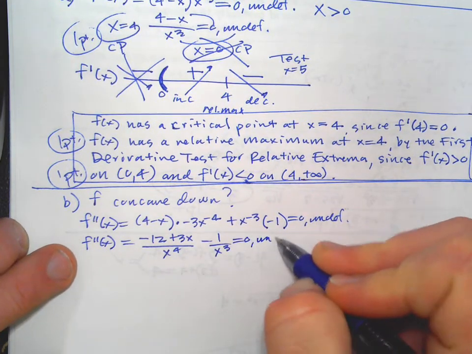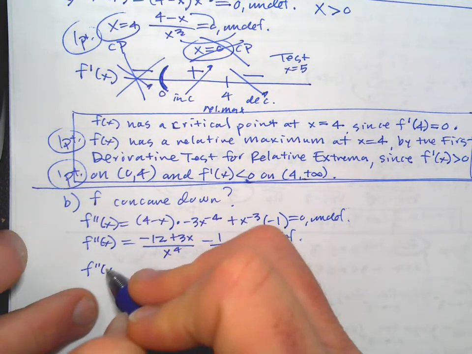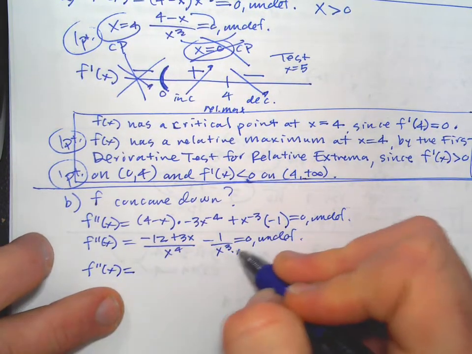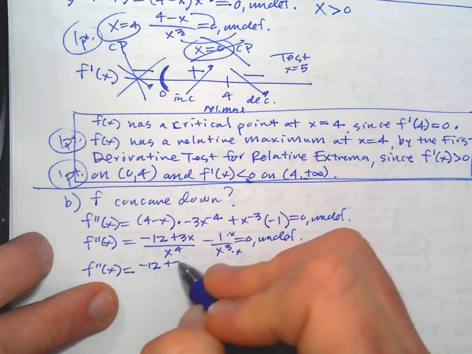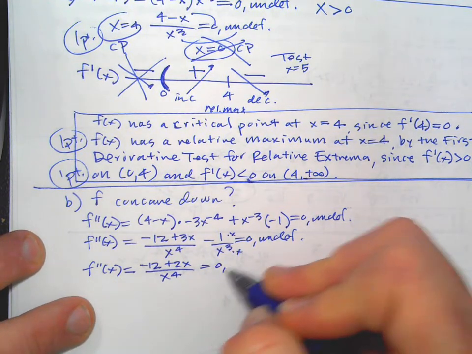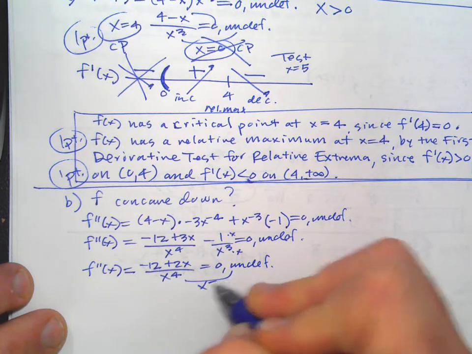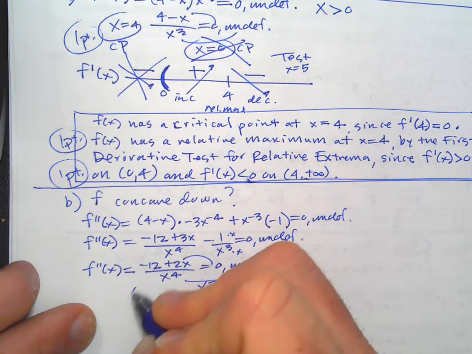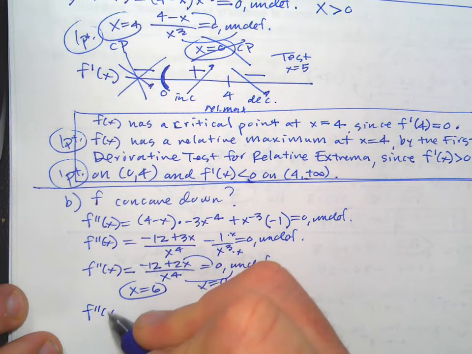Now, what we want to do, we don't want to cross multiply it. That will mess you up. So I'm going to give these a least common denominator and combine them in the same fraction. So that's going to be negative 12 plus 2x over x to the fourth equals 0 or undefined. Now, undefined comes from the bottom, x equals 0. And 0 comes from the top, that's going to be x equals 6. So then we're going to do a line check.